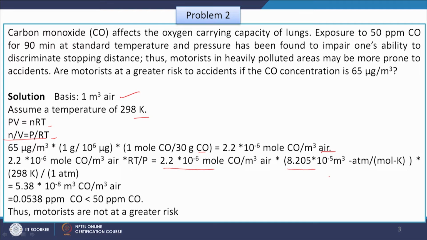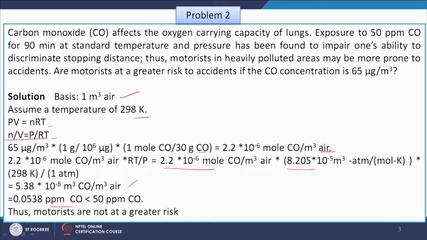So, this value if we put, what we are getting is equal to volume, that is equal to 5.38 into 10 to the minus 8 meter cube CO per meter cube of air. So, now this is equal to 10 to the minus 6 into 10 to the minus 2. So, 10 to the minus 6 is coming as ppm, and due to minus 2 the decimal point will be shifted towards the left. So, 0.0538 ppm CO.